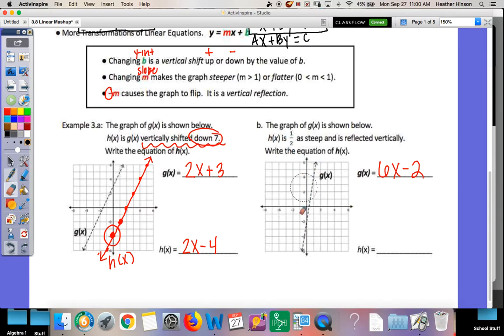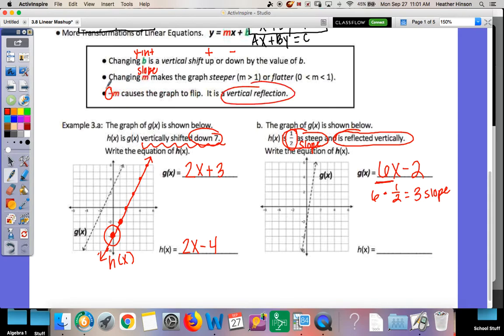Okay, my new thing for h of x, my new directions, says it's going to be half as steep. Steep and flat, that's my slope. So if I'm half as steep, I'm going to take half of that 6. So 6 times 1/2, that means my slope is going to be 3. But it also says it's reflected vertically. So that vertical reflection, that means my graph is going to flip. So my slope is going to be negative. So instead of it being 3, it's going to be a negative 3.